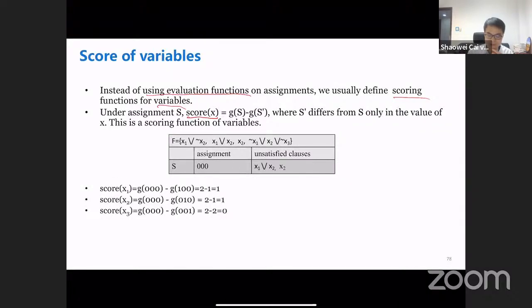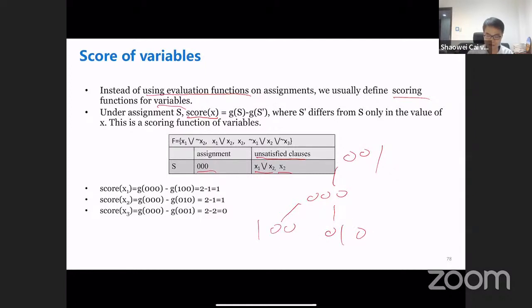For example, in this small formula, let's say we start with a complete assignment of all 0. In this assignment, we have 2 unsatisfied clauses. Using the Hamming one neighborhood relation, we have 3 neighbors, right? They can be 0, 0, 1, 0, 1, 0, and 1, 0, 0.